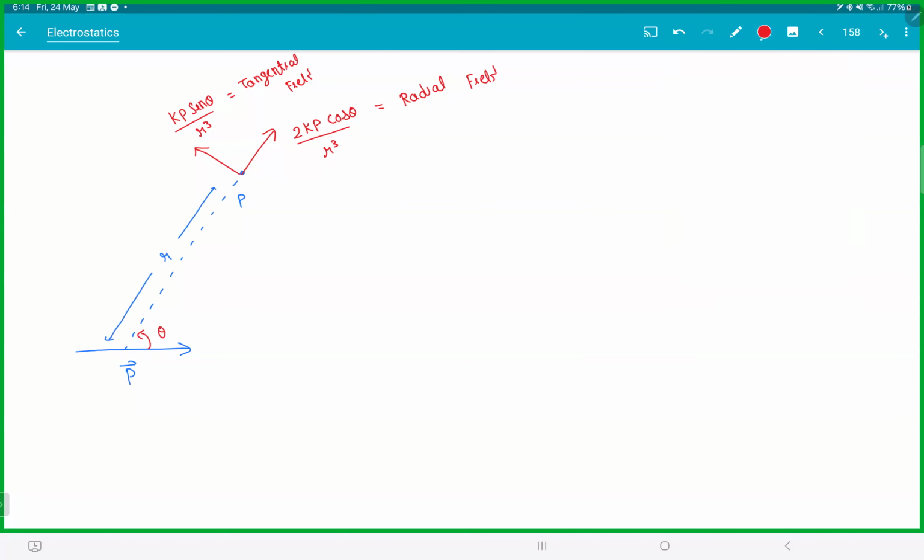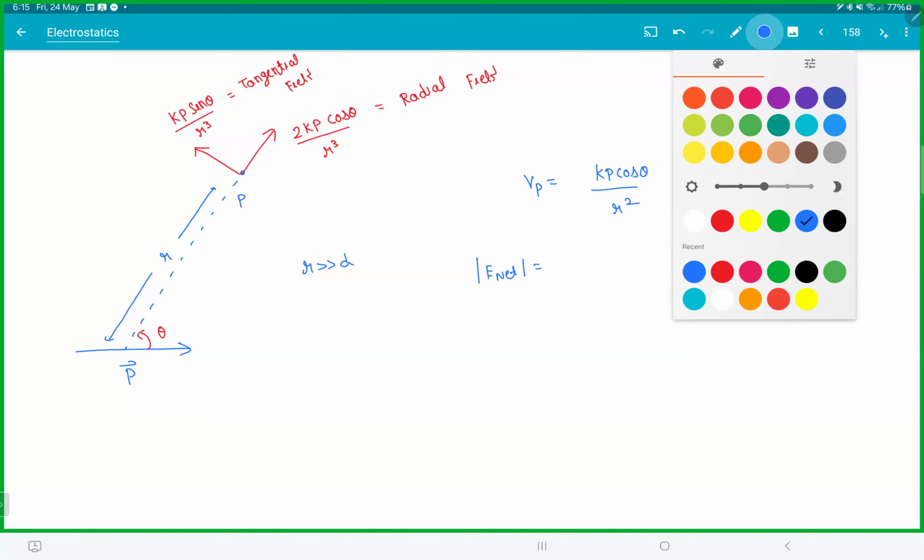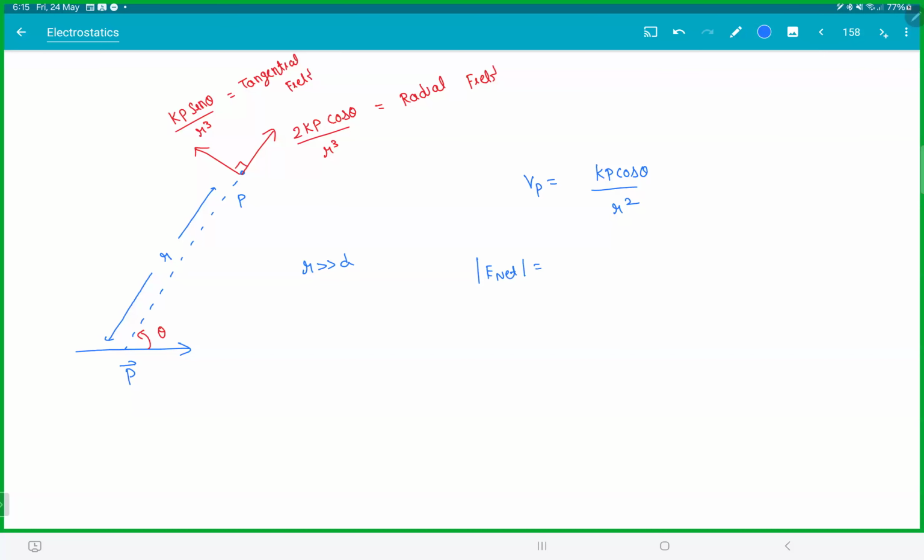So this formula is valid only when r is much, much greater than d. And potential at point P is simply kp cos theta by r square. You need to mug up these results. Similar results you'll encounter again in magnetism. If you take the net field, since they're perpendicular, you can square them and add them. That would be sine square theta plus 4 cos square theta. You end up with kp by r cube times root over 1 plus 3 cos square theta. Anyway, that's not that important.